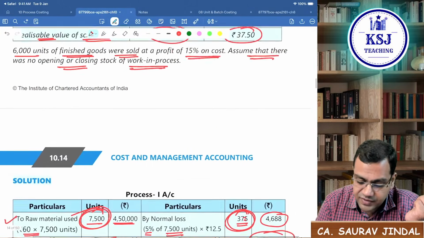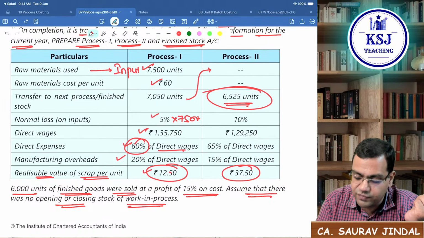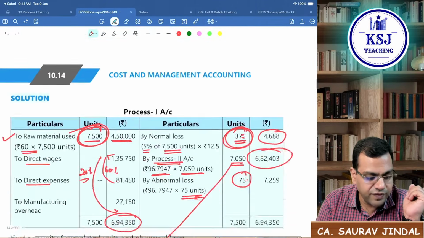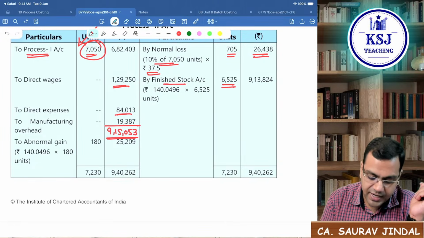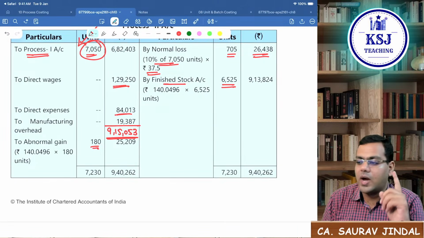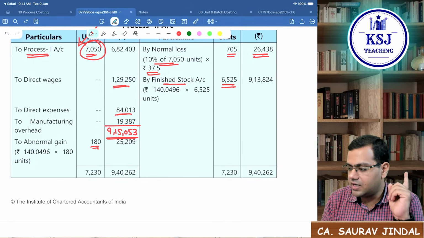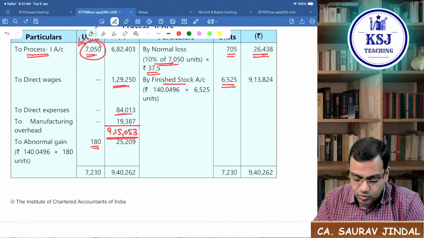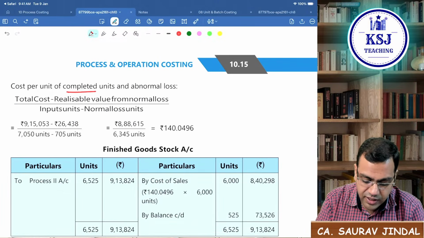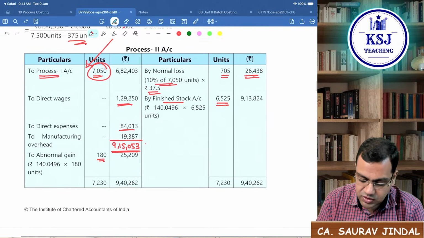And the transfer to finished goods is given as 6525 units. So finished stock 6525. So here you are getting an abnormal gain of 180 units. Again, you will calculate the cost per unit of normal output. Total cost 9,15,053.